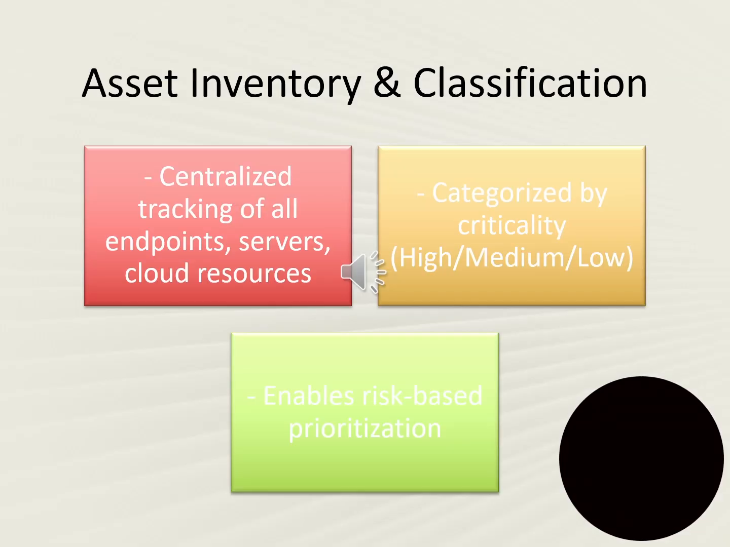So when we talk about asset inventory and classification, what we're mainly hoping to achieve is to have a centralized tracking of all endpoints, all servers, all cloud resources, all virtual machines, which ones are active production environment virtual machines, which ones are for stage environments or testing or development environments. The idea is to be able to categorize all of these resources into high, medium, or low category that can enable us to come up with some kind of a risk-based prioritization.